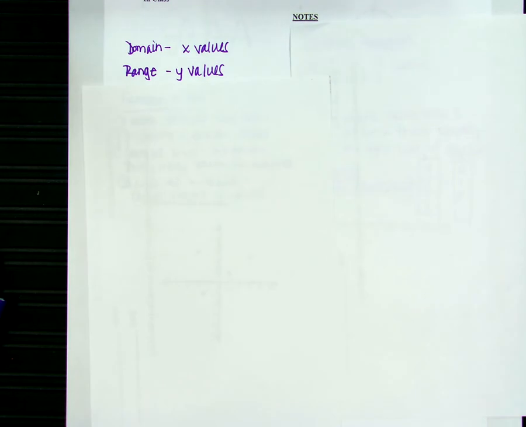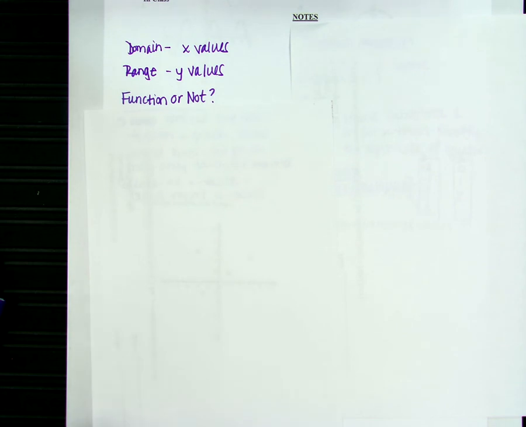This is kind of a review for you guys. Domain is all of our x values, and our range is all of our y values. We'll be talking about that and identifying those throughout this unit. Another thing we're going to be doing is determining if our graphs are functions or not.